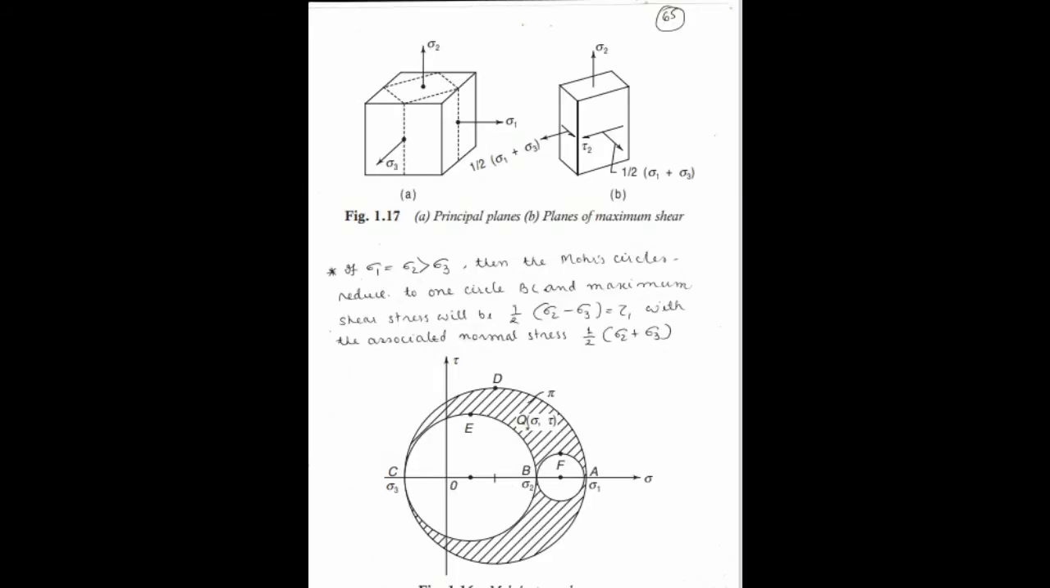Coming to the condition sigma 1 equal to sigma 2, which is greater than sigma 3, the Mohr circles reduce to one circle BC, and maximum shear stress will be half of (sigma 2 minus sigma 3) equal to tau 1, and the associated normal stress is half of (sigma 2 plus sigma 3). Now if you see the Mohr circle, you can imagine that for this condition there will be only one circle BC, with maximum shear stress half of (sigma 2 minus sigma 3) equal to tau 1, and normal stress half of (sigma 2 plus sigma 3), as you see in the figure.